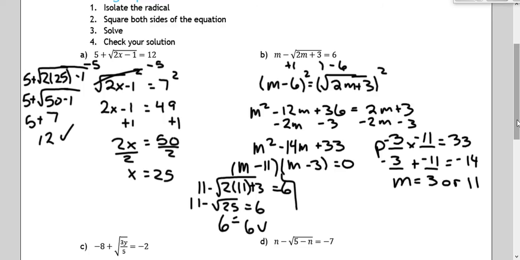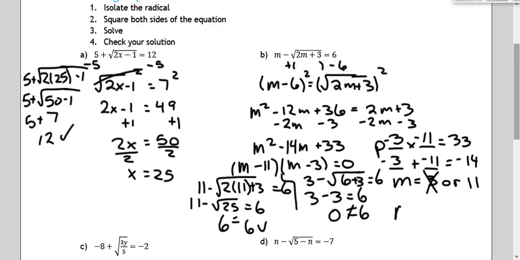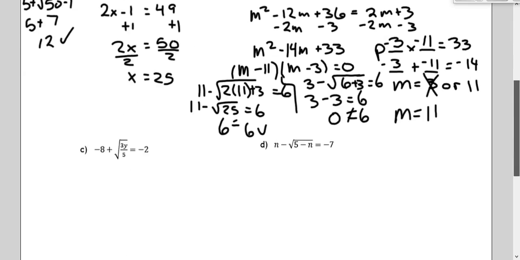So this guy works. And then 3 minus the square root of 2 times 3 plus 3 is equal to 6. And then 3 minus 3 equals 6. 0 does not equal 6. So this guy is extraneous. So m equals 11 and only 11.